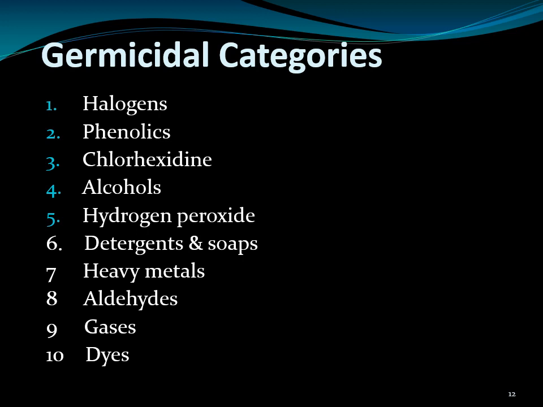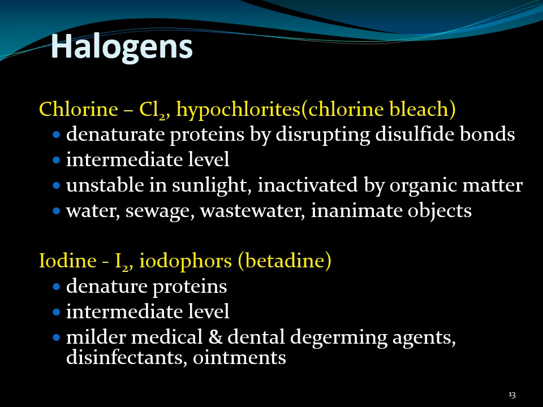Now, there are germicidal categories, so these names we should know. Halogens, phenolics, chlorhexidine, alcohol, hydrogen peroxide, detergents and soaps, heavy metals, aldehydes, gases and dyes. So they all come under these disinfectants. Then halogens. Halogens include chlorine and iodine.